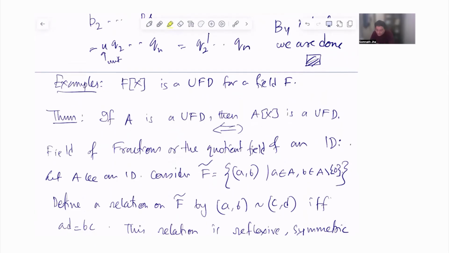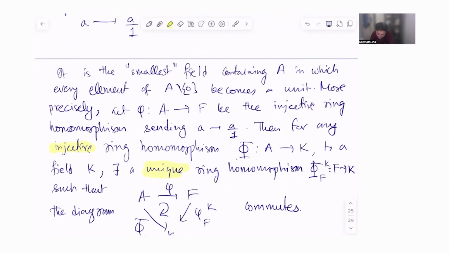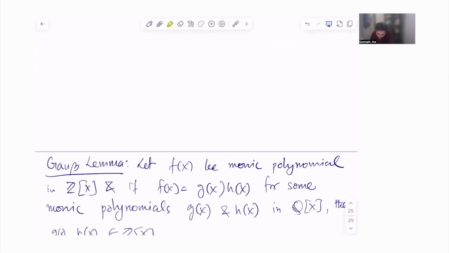So we are seeing examples of UFD, and in this case, one of the theorems is that if A is a UFD, then A[X], the polynomial ring in one variable over A, is also a UFD. And in fact, what is easy to see is that if the polynomial ring over A is a UFD, then A is also a UFD. That is not difficult to see. You can take that as an exercise. I will not give a proof of this theorem, but what I will discuss is how you prove this theorem.